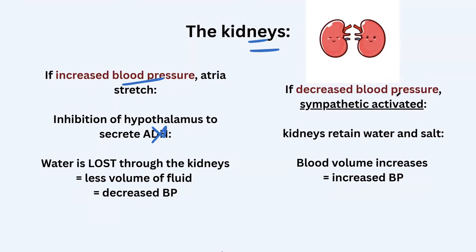If you have decreased blood pressure, the sympathetics are activated. So when I'm sitting down, I have very low blood pressure. The sympathetic is going to activate. So sympathetic is going to act on the heart. It's going to increase the heart rate, increase the contractility. It's going to vasoconstrict my blood vessels, but also it's going to act on the kidneys. As a result of this sympathetic activation, the kidneys are going to retain water and salt. So the water will not be lost. It's going to stay in the body because you already have a low blood pressure and you don't want this water to be lost as urine. You want to keep it in the body. So that is why when they retain water and salt, the blood volume is going to increase and you are going to have an increased BP.